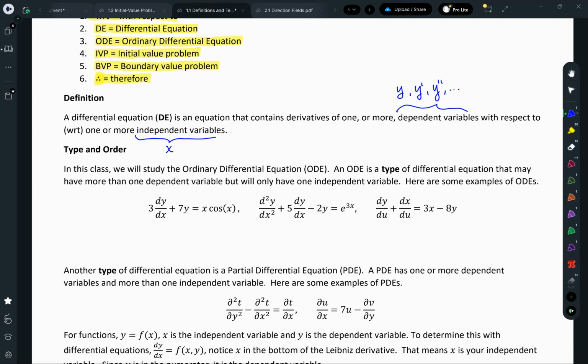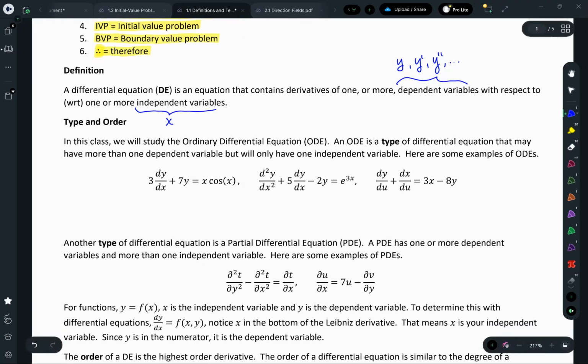Now in real practice, oftentimes the variables are different. They're not y and x, they're anything. It doesn't really matter. And so we'll have to be able to know the difference within our equation. And we'll talk about that as we go through. The next thing is about type and order. In this class, we're going to be working with ordinary differential equations. And an ordinary differential equation is a type of differential equation that may have more than one dependent variable, but it will only ever have one independent variable.